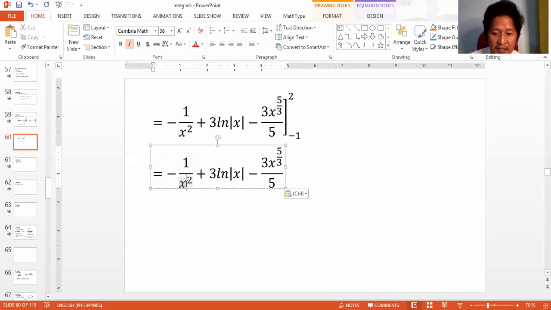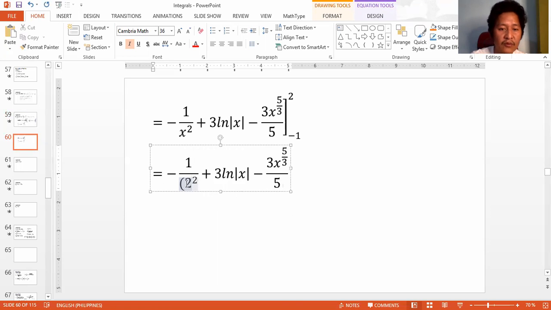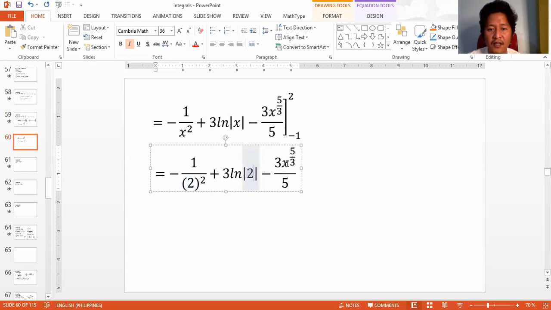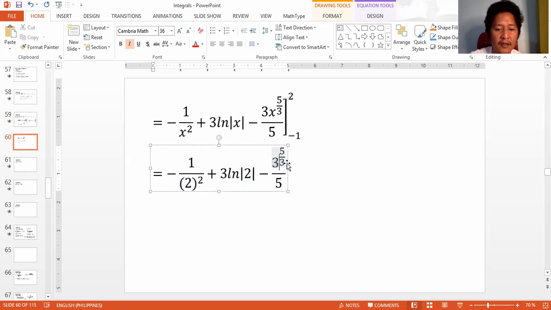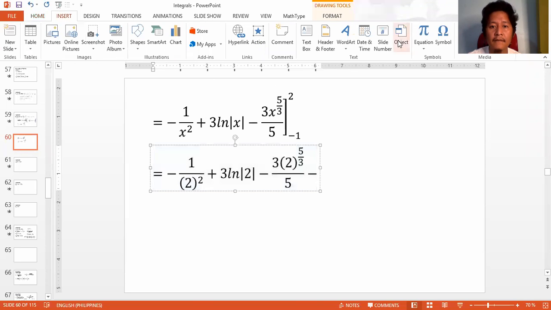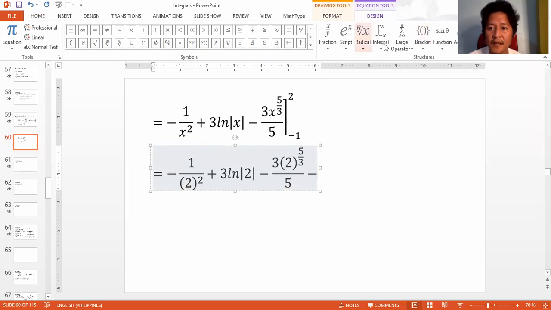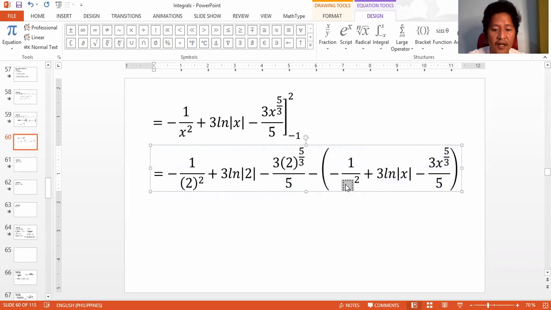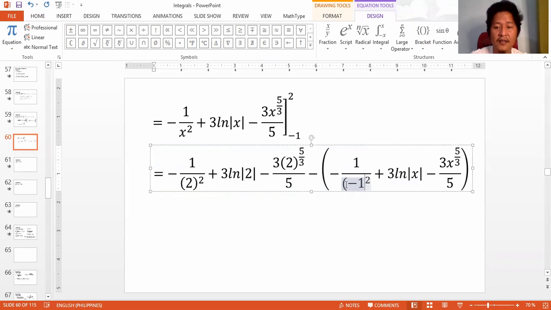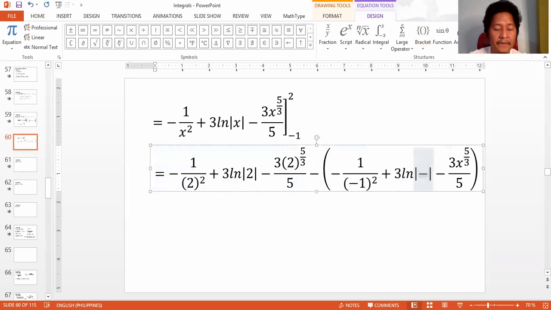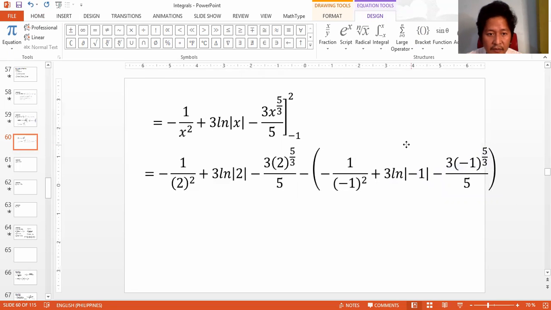Okay, so copying this and then replacing all the x's first with the upper limit, which is 2. Ito rin, magiging 2 din ito. And same thing here. Okay, can you follow? Minus, and then minus. Okay, let me place a parenthesis first. So, and then copy the rest. And then, ito naman, papalitan naman natin yung ating x dito ng lower limit, which is -1. Okay? Palitan natin lahat ng x na yan ng -1. Okay, medyo lumampas siya. So, let's move this a little bit.